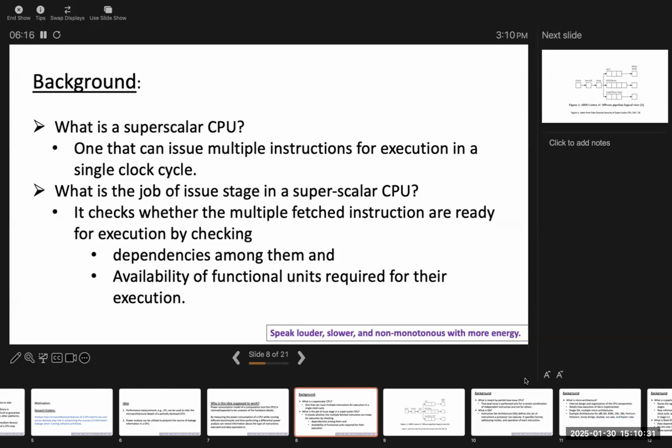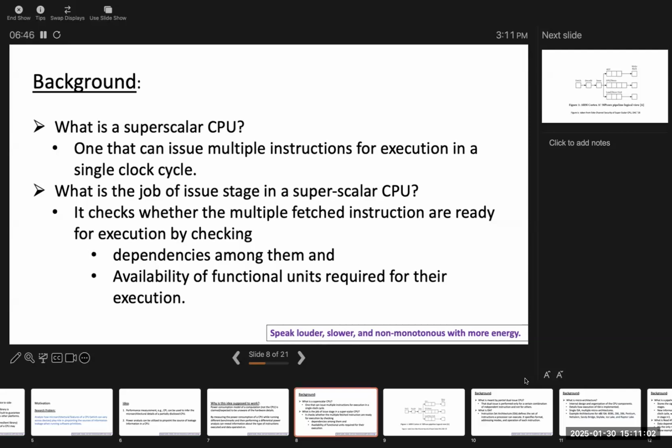In fetch, we are fetching the instruction from the memory and putting it in some register. Then in decode, we try to unpack that instruction and find out what kind of operation it wants to perform. In issue, let's talk about a superscalar processor. Let's say it is dual issue, so you have 2 instructions here. 2 instructions are fetched, 2 instructions are decoded.